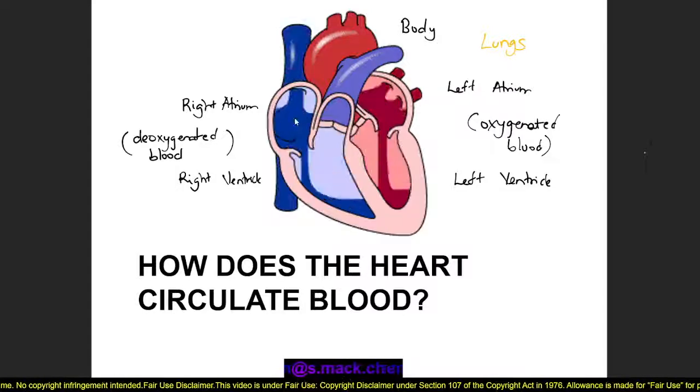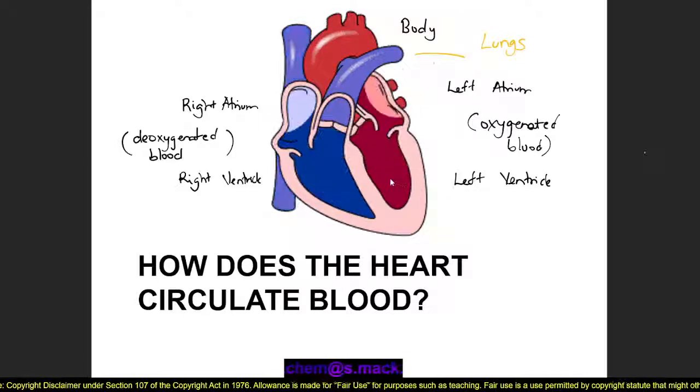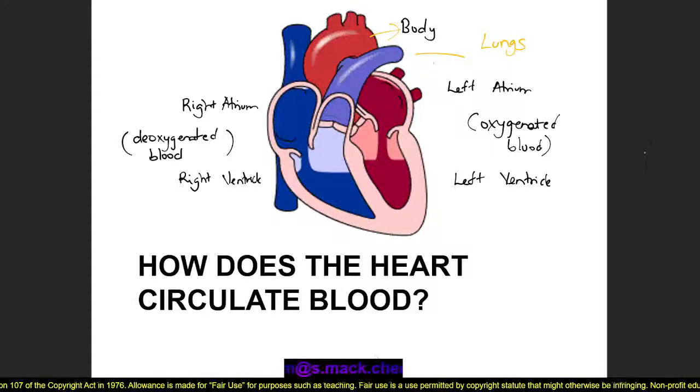So once again, let's say the right atrium squeezes. This will push blood into the right ventricle. When the left atrium squeezes, this will push blood into the left ventricle. When the right ventricle squeezes, this will push blood out of the heart to the lungs. When the left ventricle squeezes, this will push blood out of the heart to the body. Now let's take it down in a note.